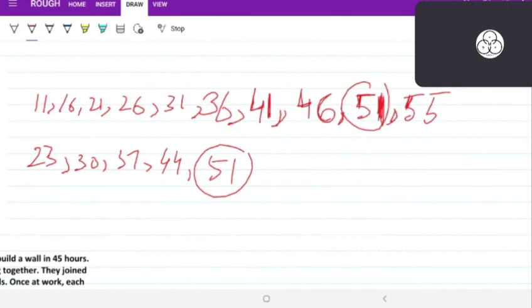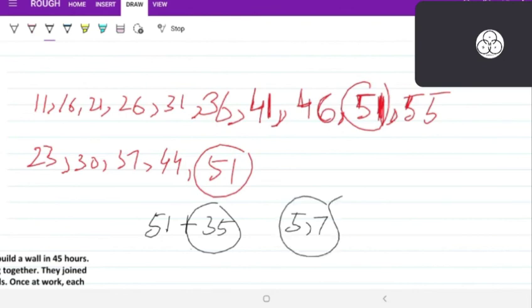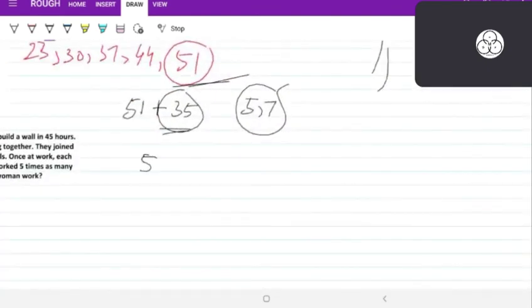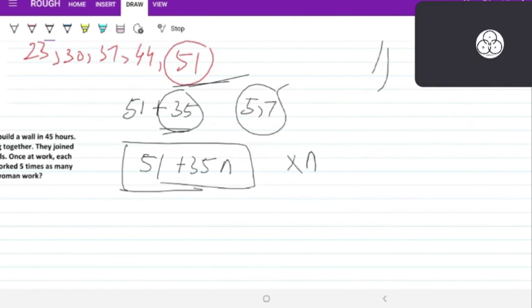So this will be the first common term, and the next common term will be of the format 51 plus 35. Now why 35? Because 5 and 7 are co-prime to each other, so the common difference of the intersection of these two sequences will be like this. So the general term of X intersection Y will be of this format. You can find the number of terms in X intersection Y, and if you know a little bit of set theory, you can easily find the number of terms in X union Y.